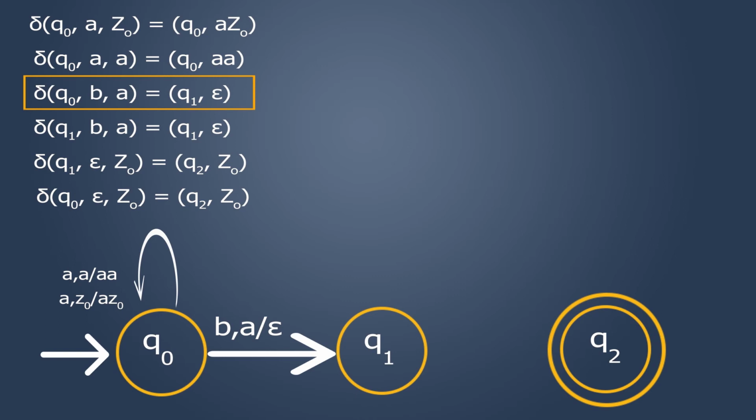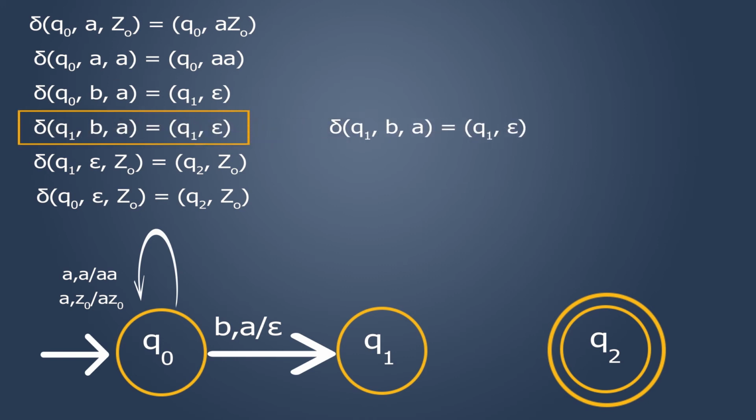Let me consider my next transition function. We are on Q1 state. Input symbol can be B and top of the stack is A. We should be in the same state Q1 and we should cancel the top of the stack. So we should write a self loop and label it as B comma A slash epsilon.